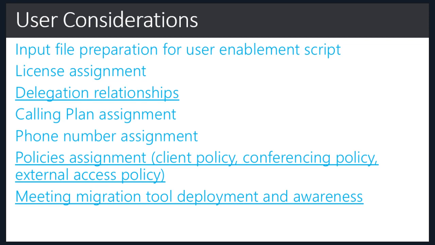With regards to Cloud PBX, the delegation relationship can be maintained by migrating users involved in delegation relationship together. This task is used to ensure the relationship is maintained. Depending on the organization requirements, the default policies may not meet the requirements for the org, and therefore, different policies must be applied to the user. This is where the planning for the additional policies assignment will be done.